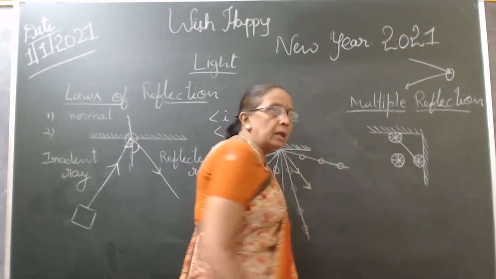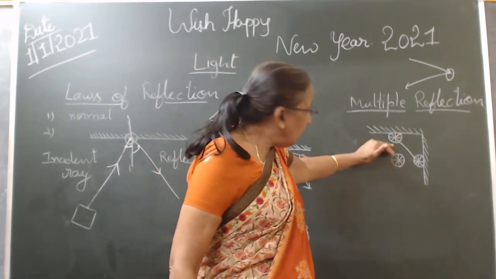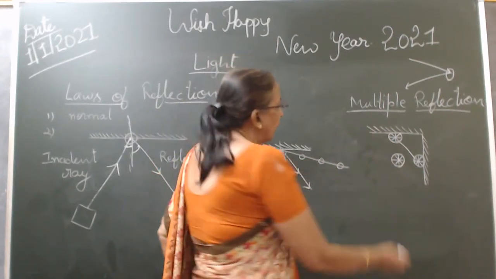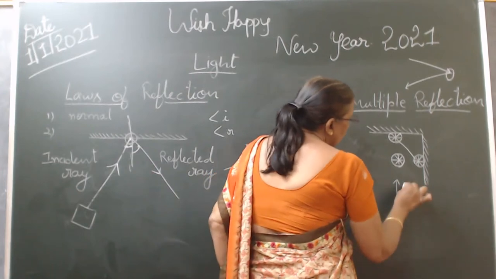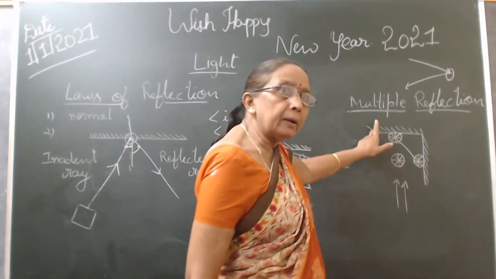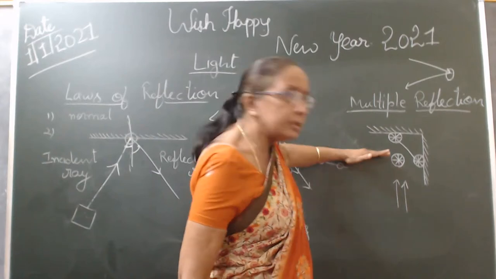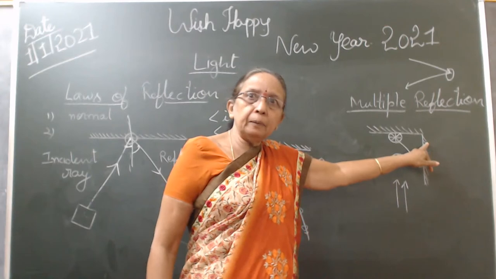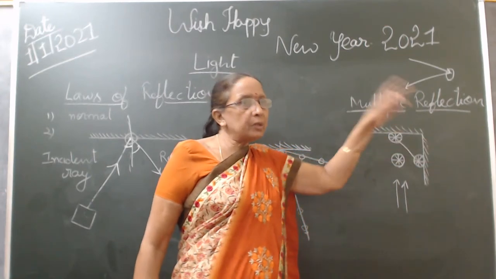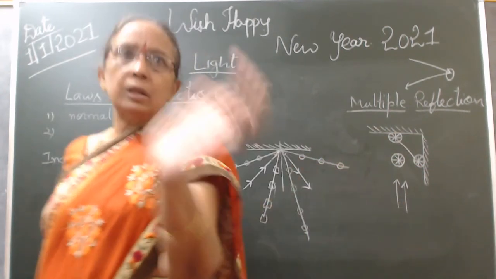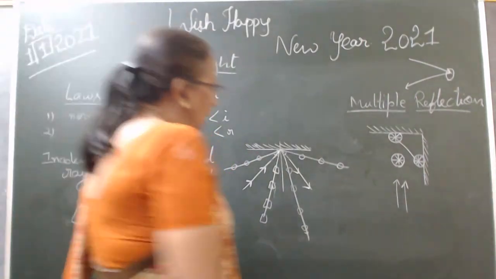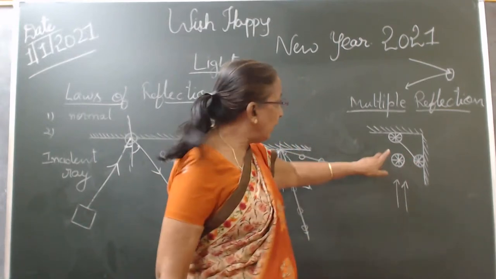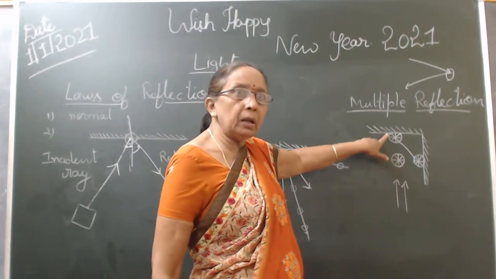If the mirror is there, because image formation depends upon the light. From where? Suppose the light is coming from here, this source. So image formation will be on that mirror. If light is not there from this side, you will not get the image on that mirror. Is it clear? How will you get the image? First of all, when the light falls on the object, light is coming from this side, object is here, so you will get the image of the object on that mirror.